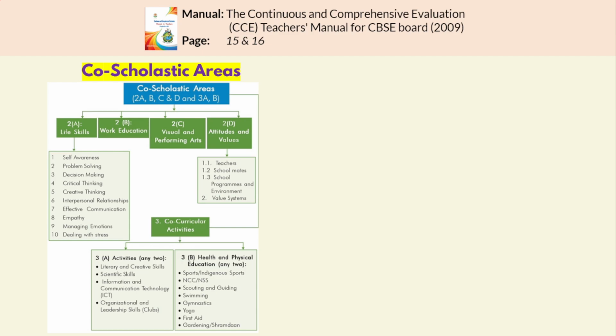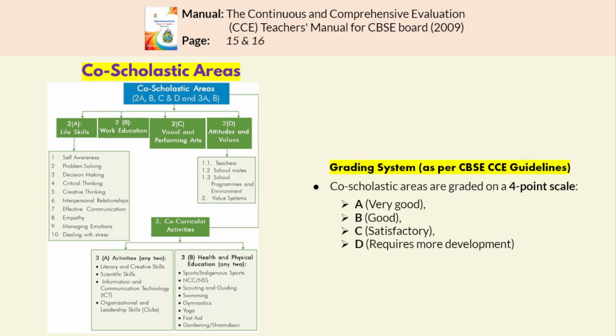The co-curricular activities are divided into two halves, that is main activities and health and physical education. In main activities, the activities are literary and creative skills, scientific skills, information and communication technology, organizational and leadership skills, etc. And in health and physical education, there are sports, NCC, NSS, scouting, guiding, swimming, gymnastics, yoga, first aid, gardening, etc. The co-scholastic areas can be graded on a 4-point scale: A for very good, B for good, C for satisfactory, and D for requires more development.